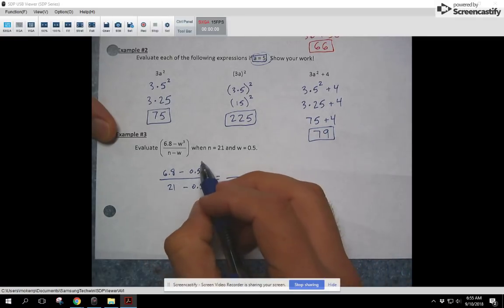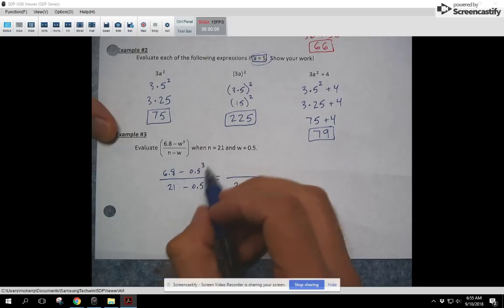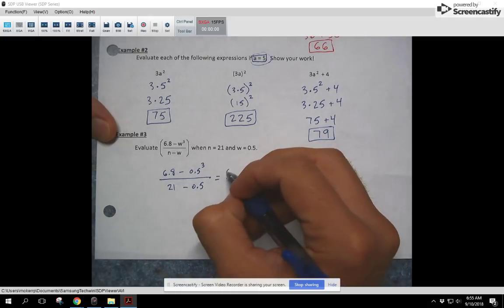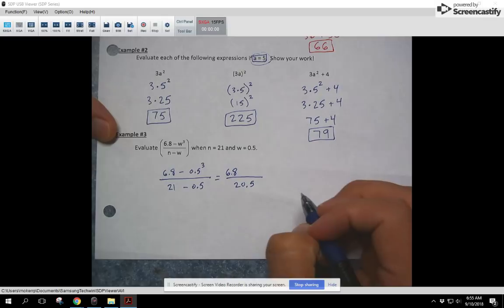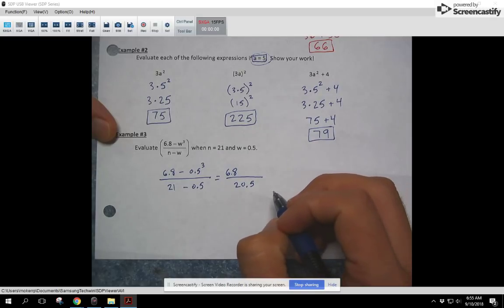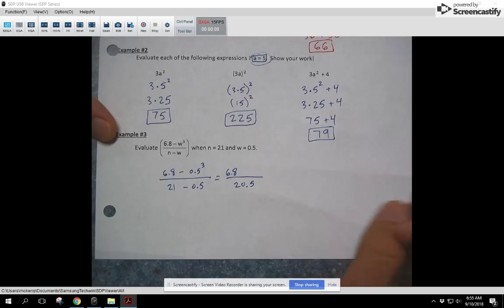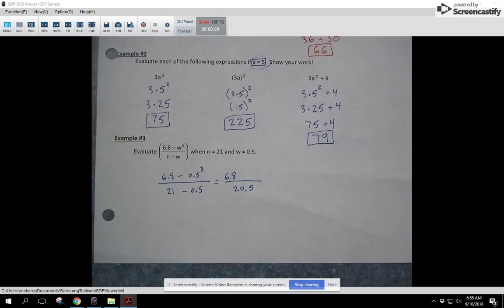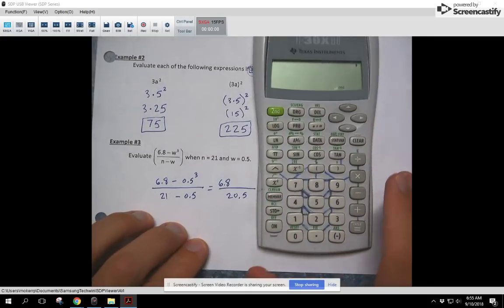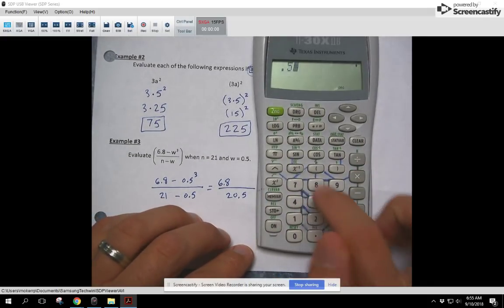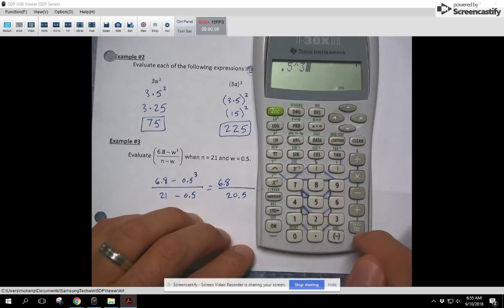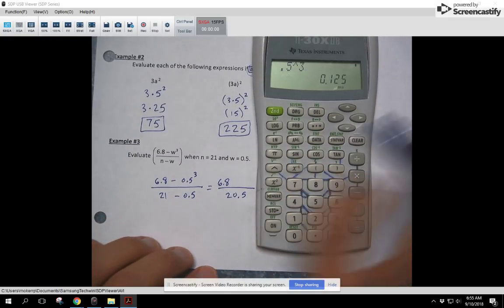On top, we've got two operations. We've got to do the exponents first. So we're going to leave 6.8 alone. And we're going to do 0.5 to the third power. You can do this in your calculator. 0.5 times 0.5 times 0.5. Or use your exponent button. So if you have one of these calculators, you can just do 0.5 raised to the third power. And there's your answer, 0.125.